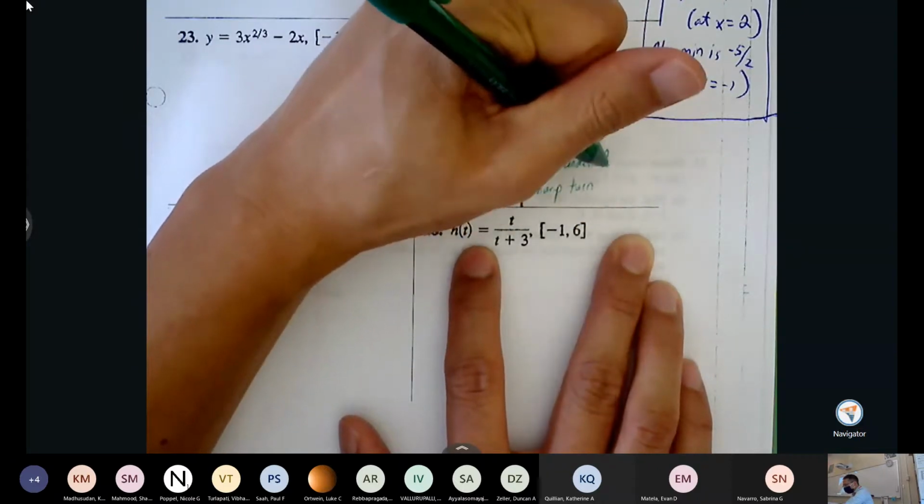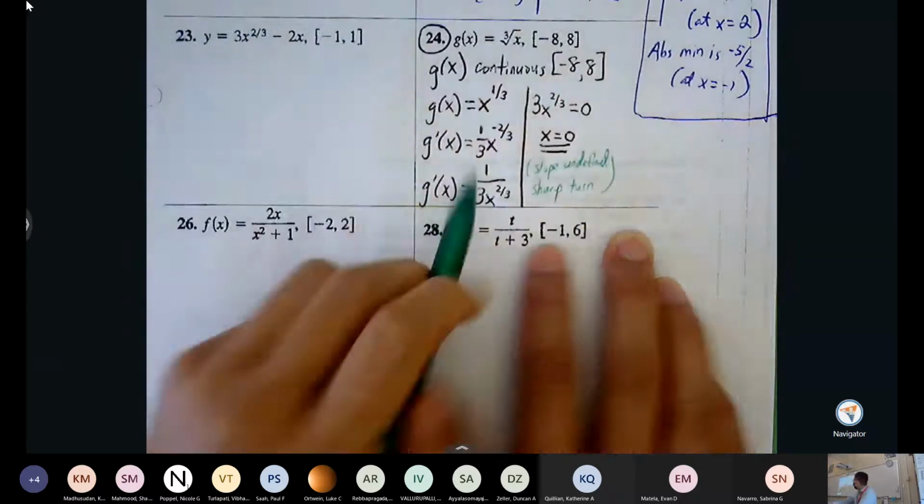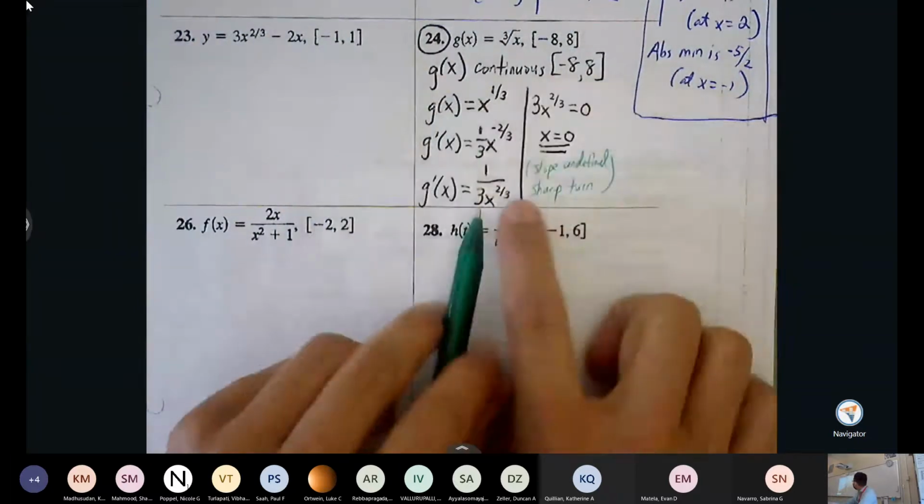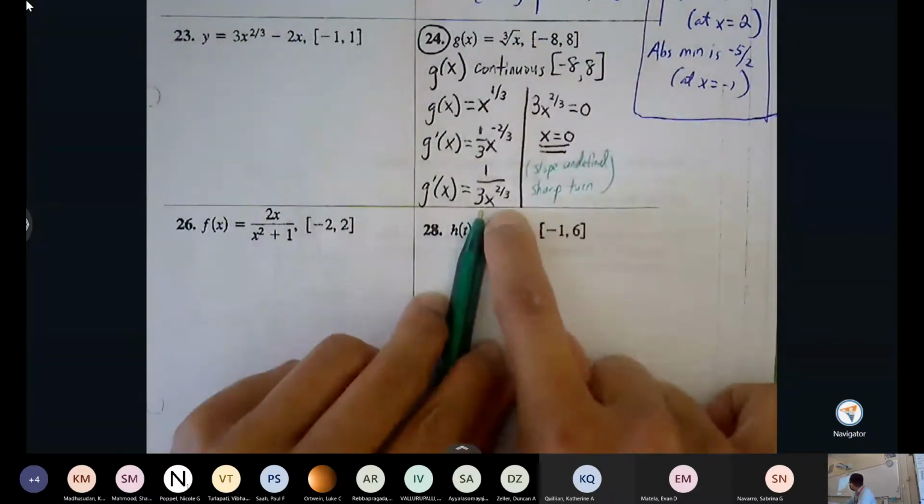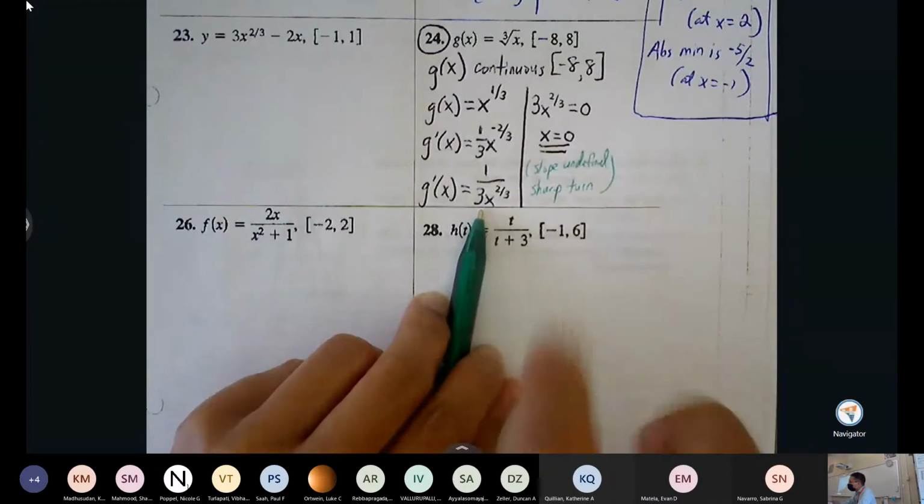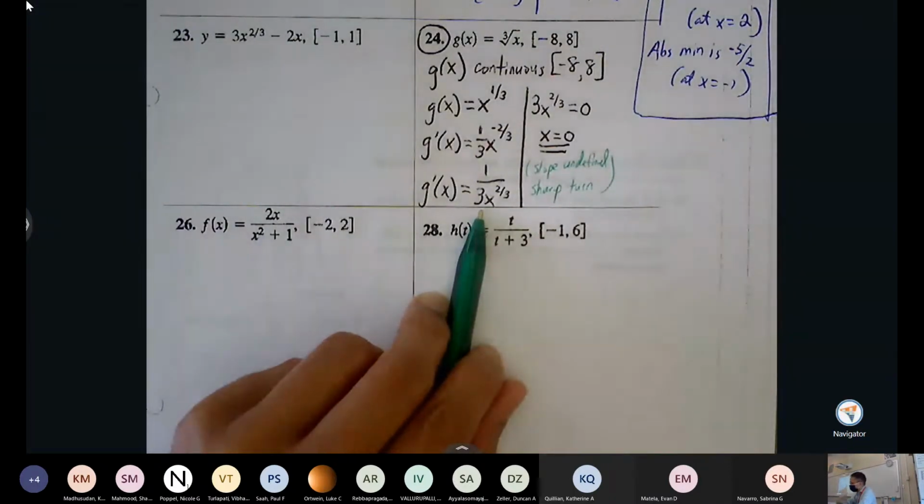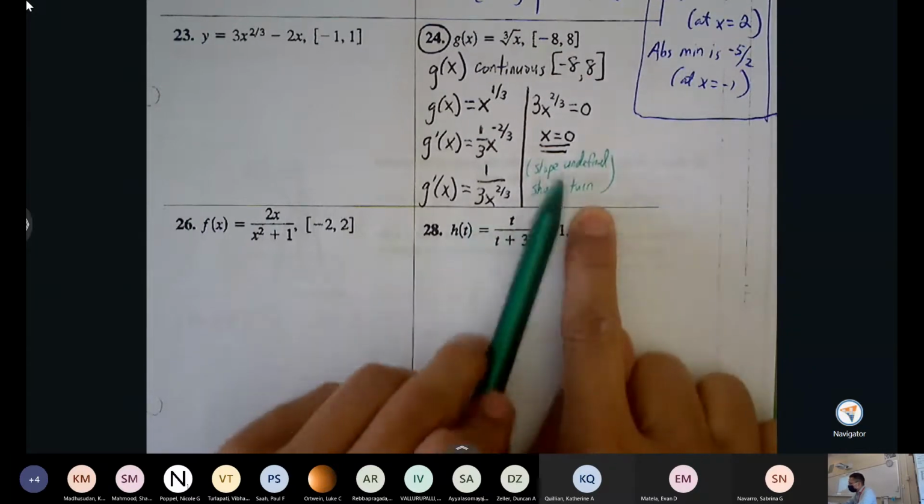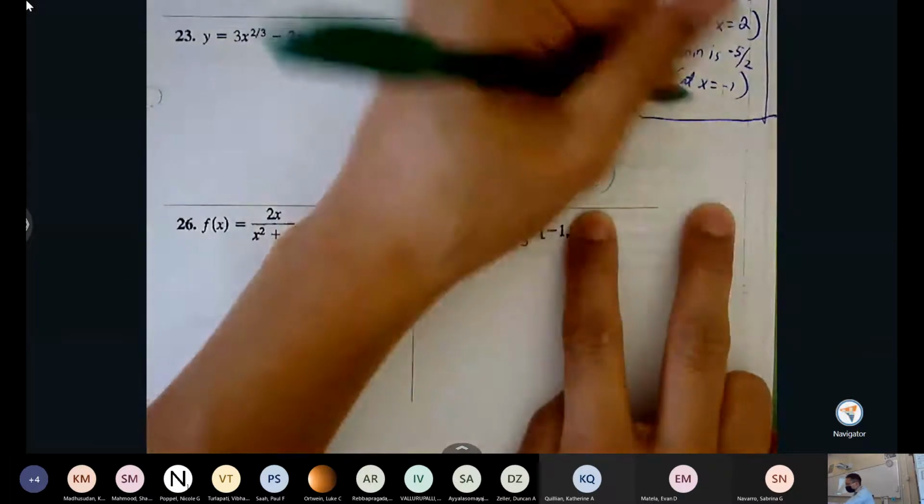The reason why we don't say vertical asymptote is because we've already established our function is continuous. And the critical point is coming from the denominator of the derivative, not the original function. So if it came from the original function, then we can say that there's an issue with continuity, there's a vertical asymptote or hole. But this is a slope undefined, a sharp turn. So maybe the graph looks something like this.